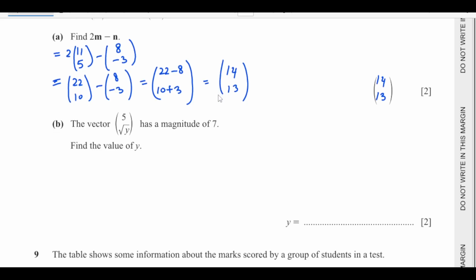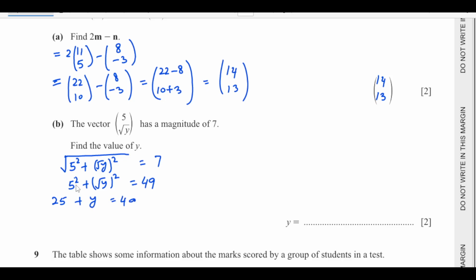Now, the vector (5, square root y) has magnitude of 7. Find the value of y. So, to find out the magnitude, we are going to take the square of 5 and square root y squared, this is 7. Now, squaring both sides, we will have here 5 squared plus square root y squared equals 7 squared, which is 49. So, this is 25 plus y, as the square root and square are cancelled. So, y equals 49 minus 25, which is 24.